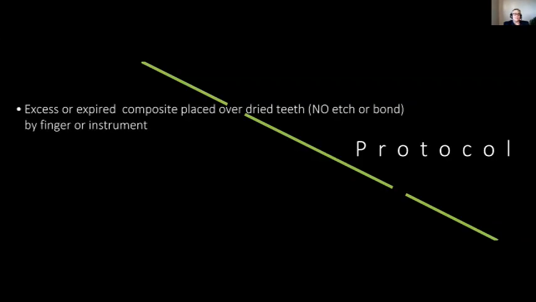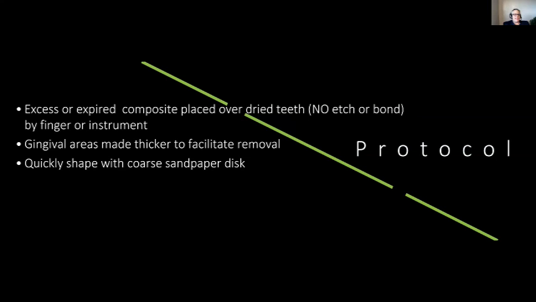And the protocol is as follows. You just dry the teeth really well. Don't put any etch, don't put any bond. And you're going to take a bit of composite and you place it on with finger pressure. You basically build a quick primary shape with just your fingers. You make the gingival areas a little bit thicker to facilitate removal. And then once you've cured everything, to get a better shape, you're going to quickly go with a coarse sandpaper disc.